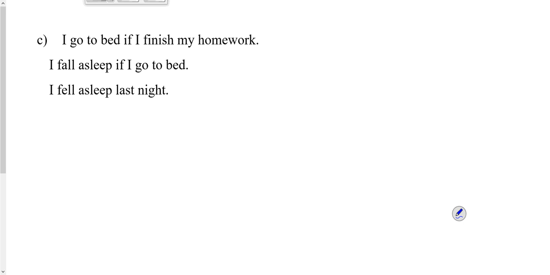And the last example: I go to bed if I finish my homework. I fall asleep if I go to bed. I fell asleep last night. Can we conclude anything, or what can we conclude from this statement? I go to bed if I finish my homework. I fall asleep if I go to bed. I fell asleep last night. Pause and think about that for a minute. What, if anything, can we conclude from the statement?